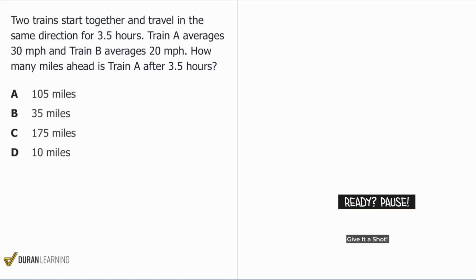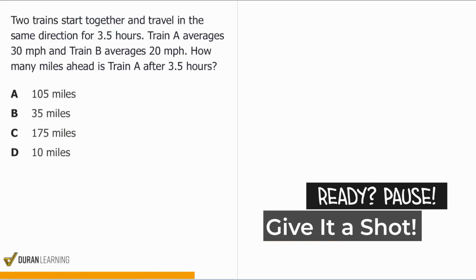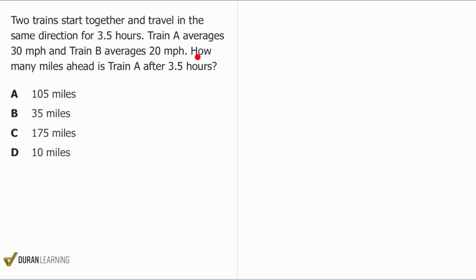We got this. All right, next question up. First thing we do, read the question sentence. So it says, how many miles ahead is train A after 3.5 hours? Everybody, what is it that we're trying to figure out here? Let's process that question sentence. Give me the idea that we're trying to find here, everybody.